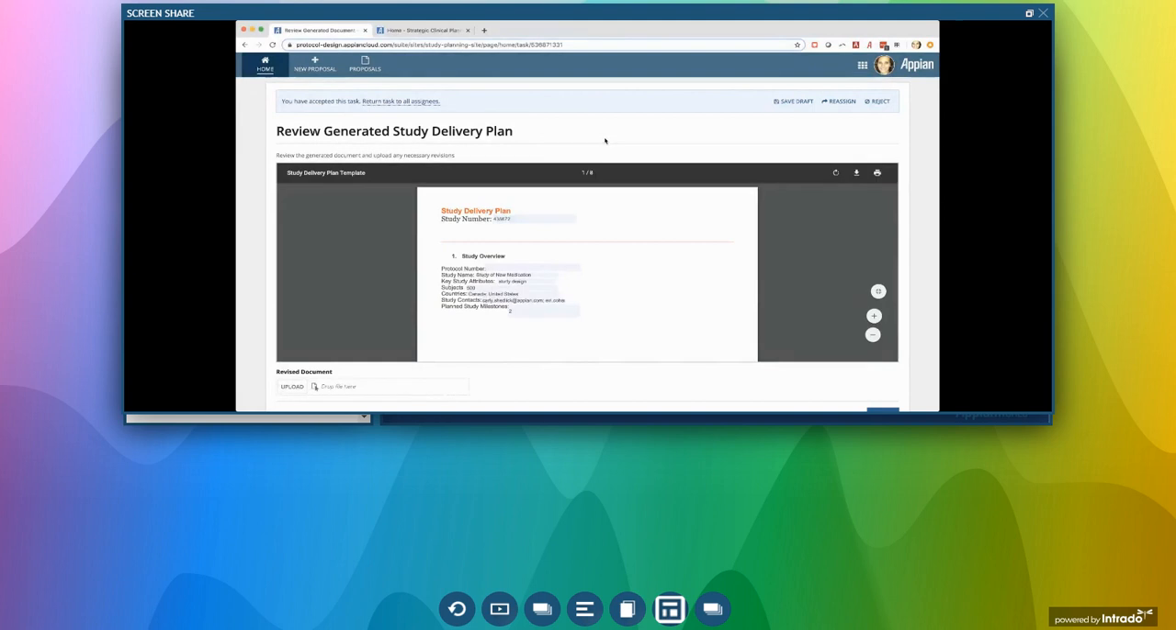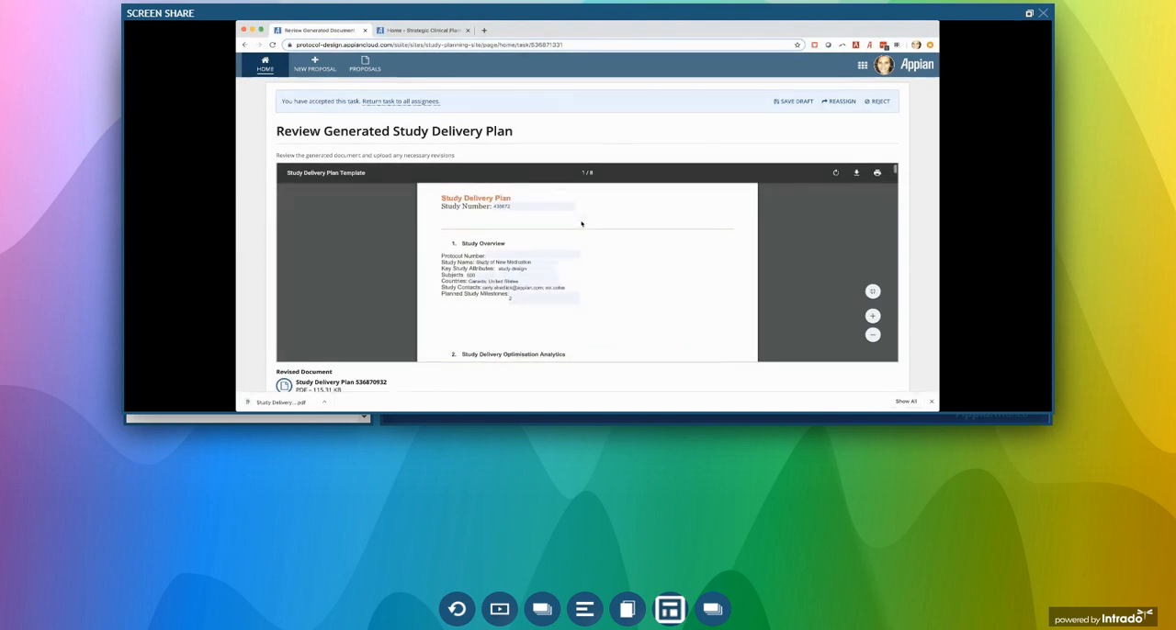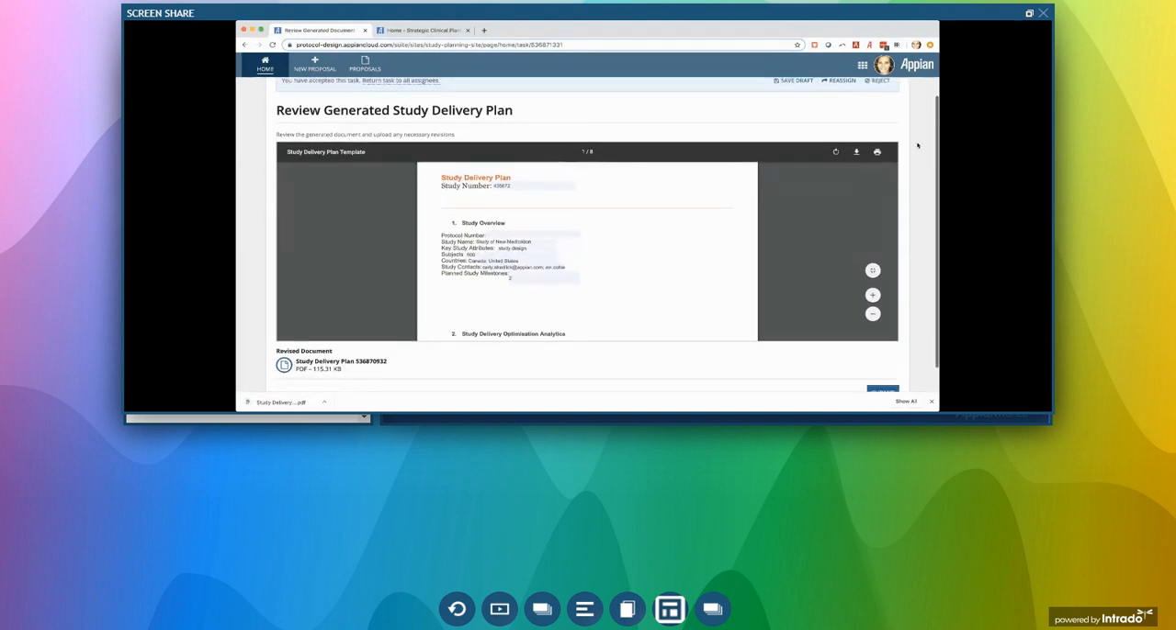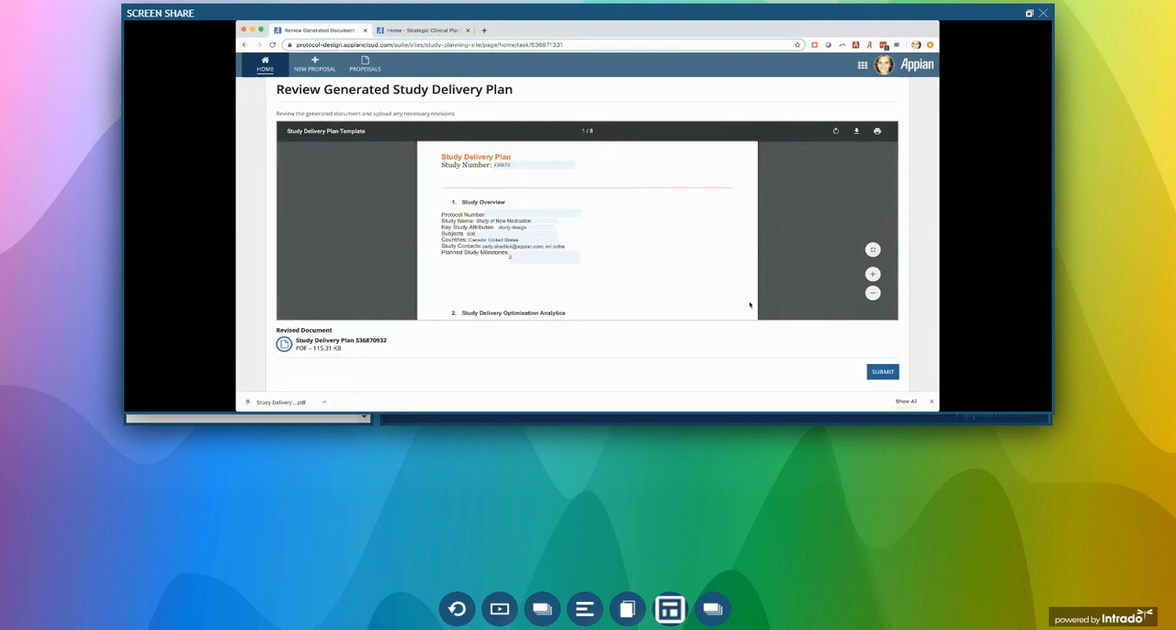I could also download this if I brought it into a meeting, for example, and we made some modifications to it. I could certainly download that, make those changes, and then re-upload our revised document back into Appian as well, to have that management of that workflow, as well as those versions as changes are made to this study as part of this living process. So now I've revised it, I can go ahead and submit this document.